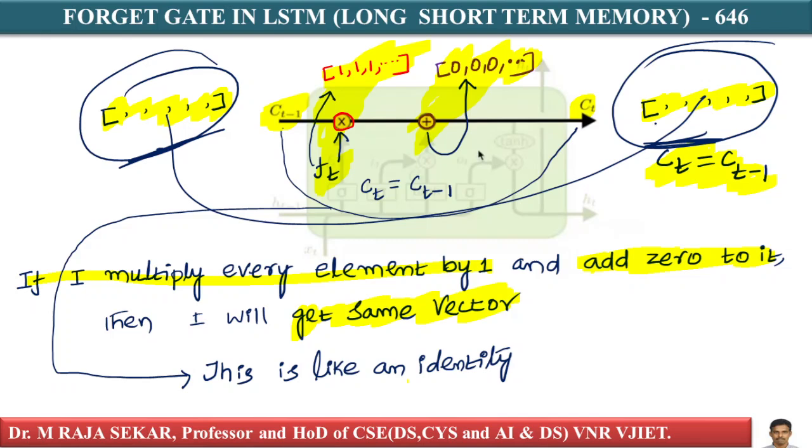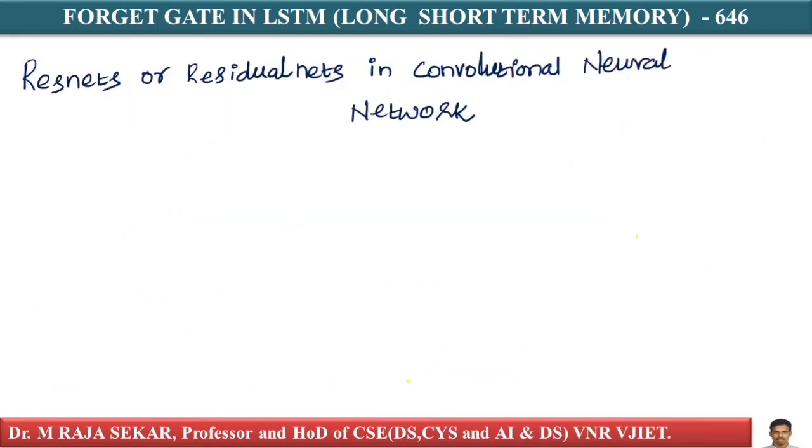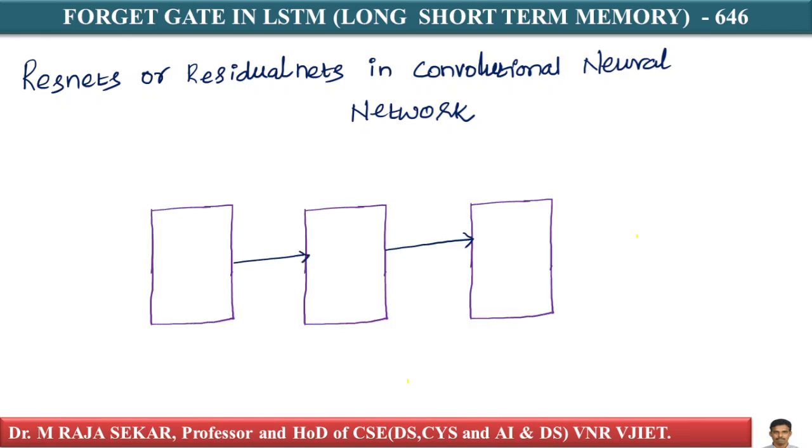We have done something similar. Remember our ResNets, or residual nets, in convolutional neural networks. What did we do in ResNets? You just try to recall residual networks in convolutional networks. You have these connections, but there is a way to jump from here to here. Just see, there is a way to jump from here to here.